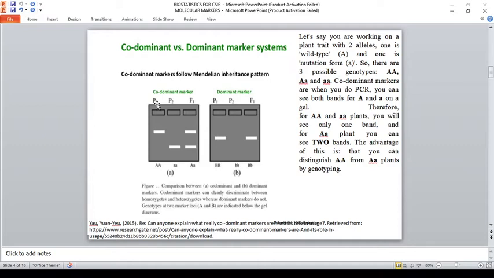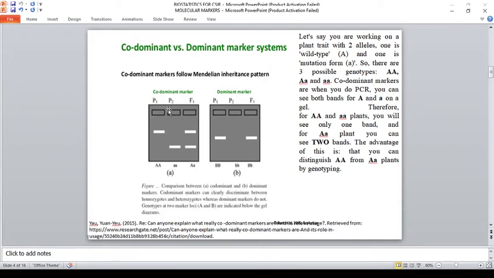Codominant markers generally follow Mendelian inheritance. Let's say we are working with a plant trait with two alleles, one allele for wild type color and another allele for the mutant form, that is small a. So you have three possible genotypes and two possible phenotypes: AA for wild type, A small a for wild type, and small a small a for mutant type. Codominant markers can easily discriminate between homozygous and heterozygous.